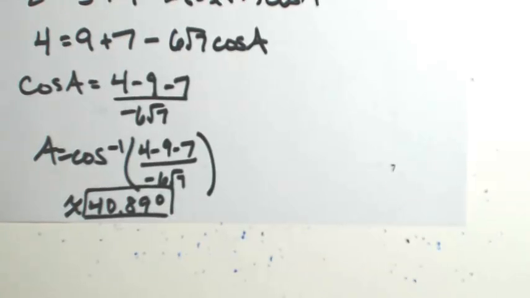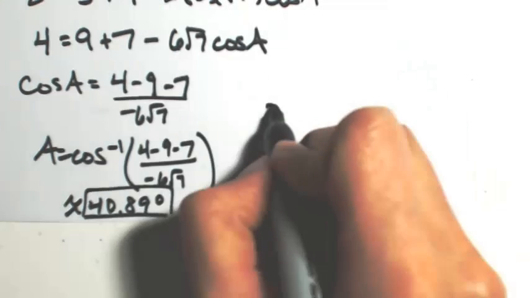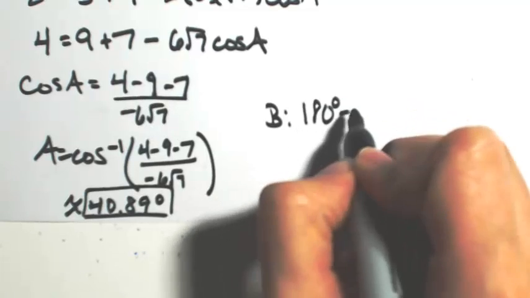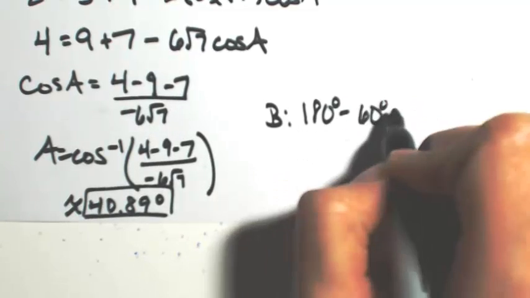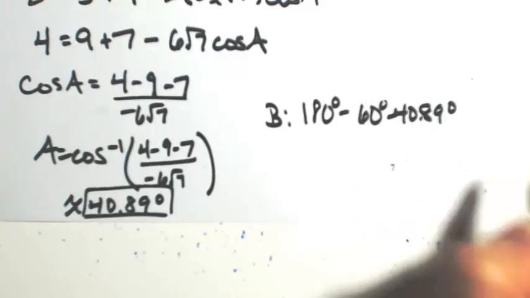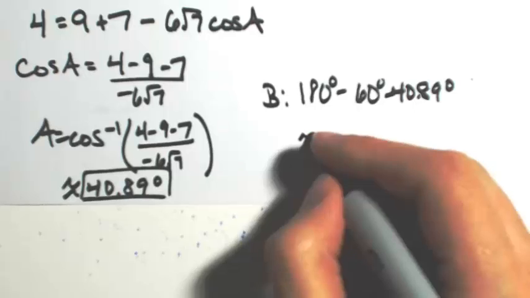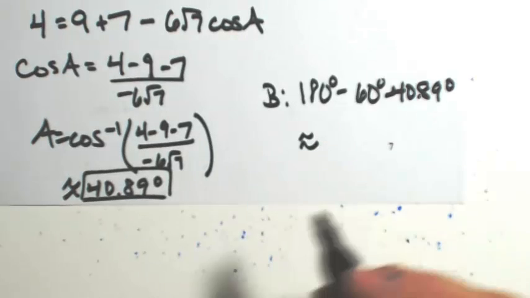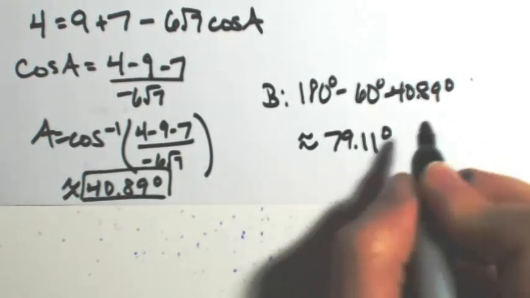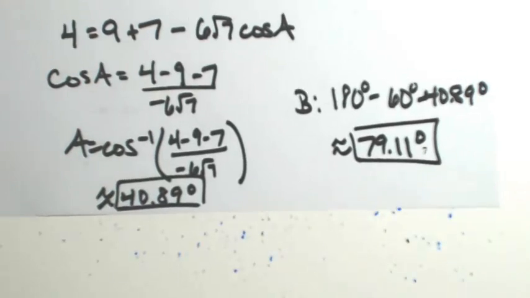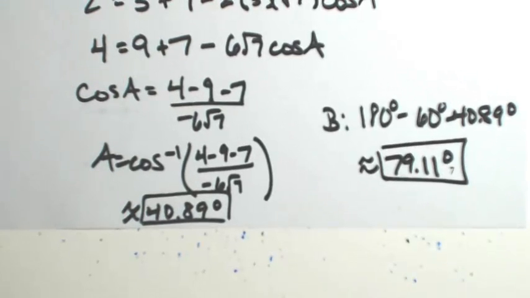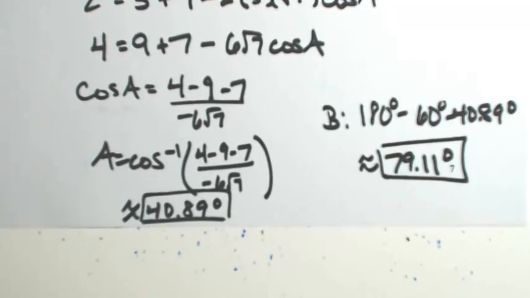Okay, so that's angle A, and I had angle C, so now I can easily find angle B by doing 180 minus that given 60 minus 40.89 degrees. Okay, so 79.11. I'm going to write approximately because angle A was approximated. Okay, so again, anytime you don't have an angle with the corresponding side, you can't use the law of sines, so you're going to go to the law of cosines.